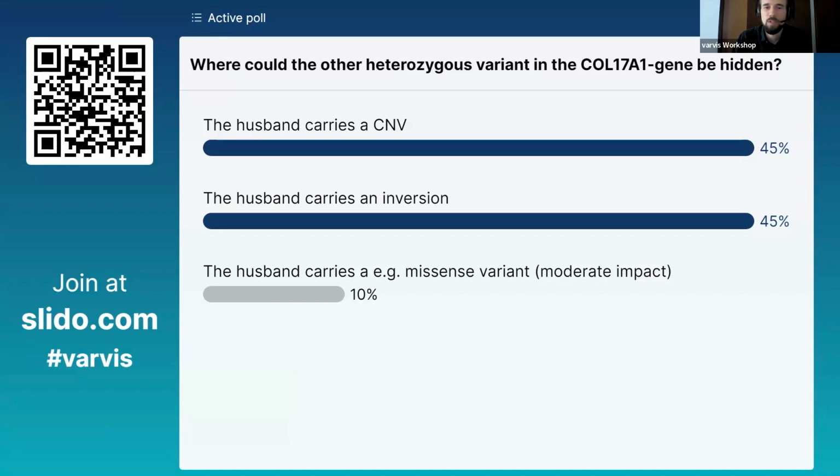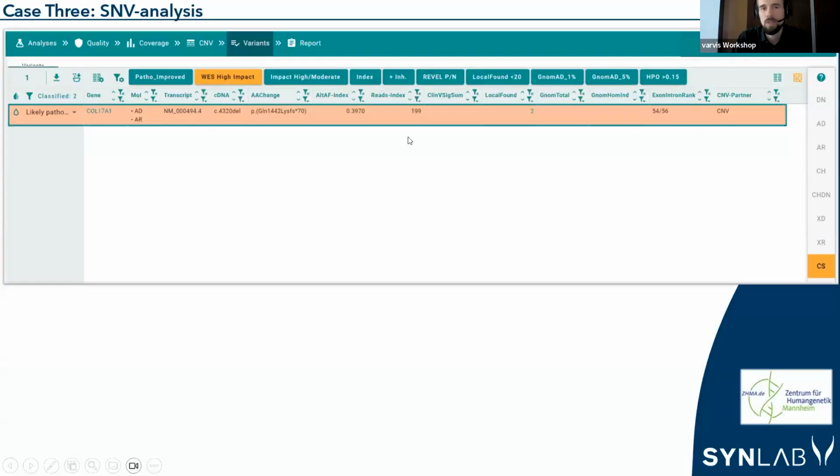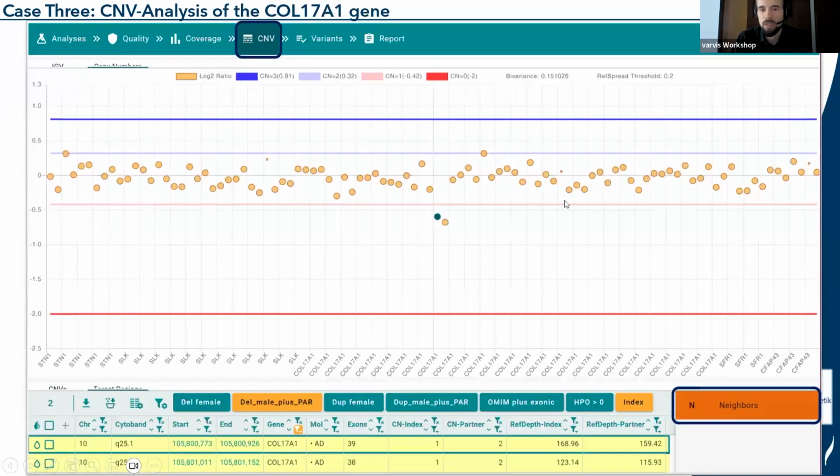Okay, it's pretty much evenly divided. Only if you were going for the missense variant. So maybe you've seen it on the slide that it's indicated that the partner might carry a CNV, which is indicated here, and that was actually the case.